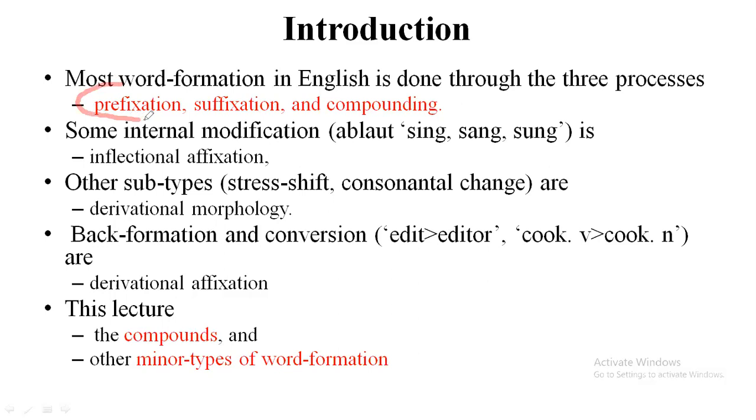Again, look at this. We can form words through prefixation and suffixation. It means recently we discussed inflectional morphology and derivational morphology. These two can be discussed under these two headings. And next one is compounding. Now I'm going to start how words are formed through compounding.